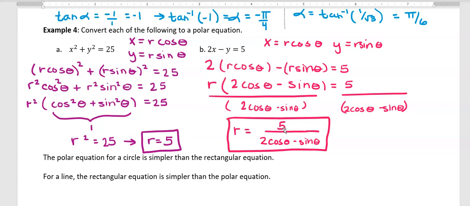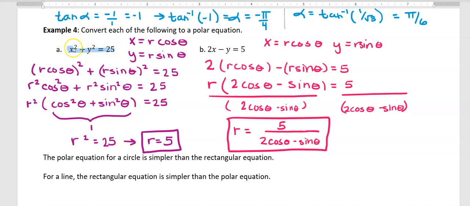Now, the two sentences on the bottom here I think are kind of interesting. So the polar equation for a circle is much simpler in polar coordinates than in rectangular or Cartesian coordinates. So notice this equation that I mentioned earlier, this was our equation for a circle.